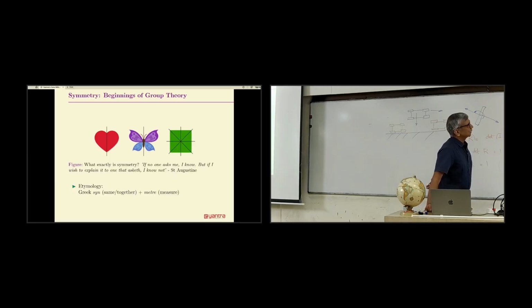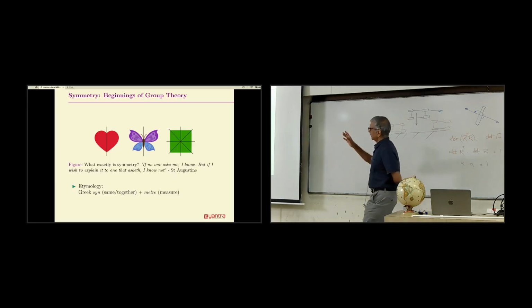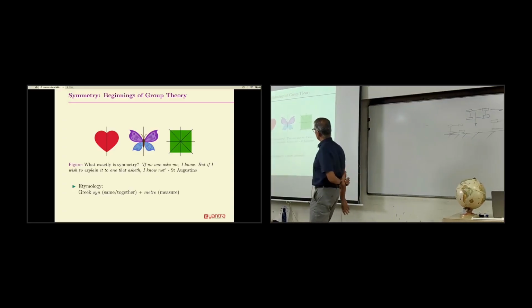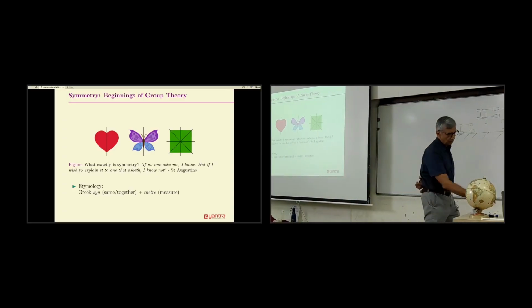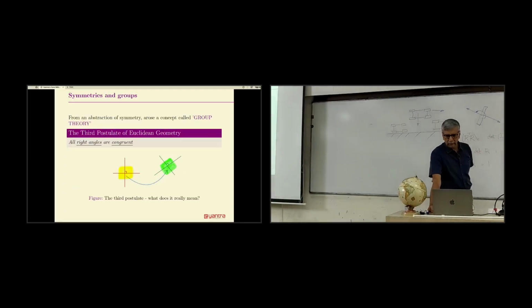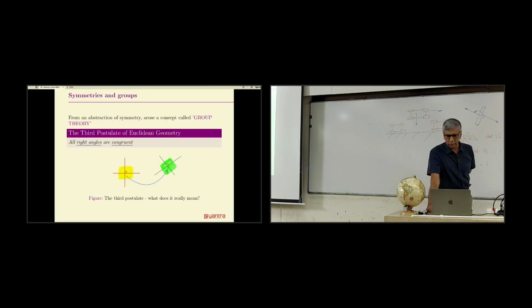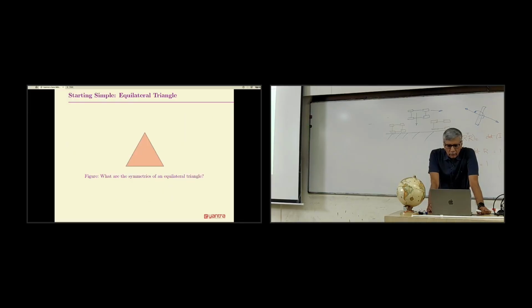So the beginnings of group theory is in symmetries. You analyze symmetries of systems, and that's where group theory comes. And it's based on the third postulate of Euclidean geometry, that there are invariants when you move coordinate systems. And let's understand it in a very simple way.